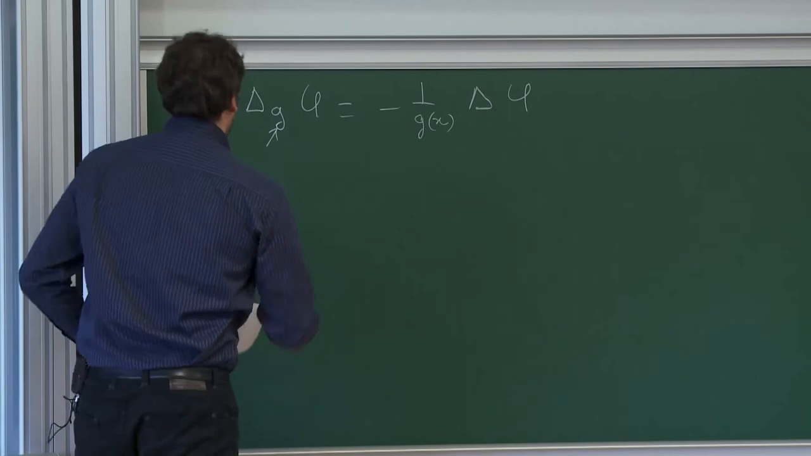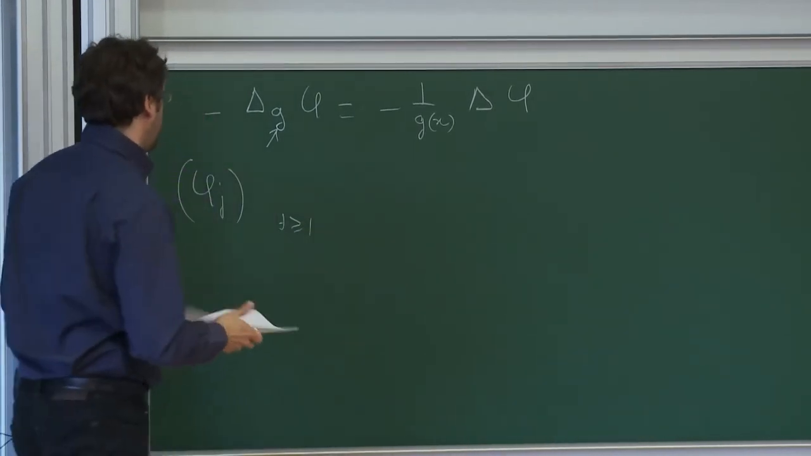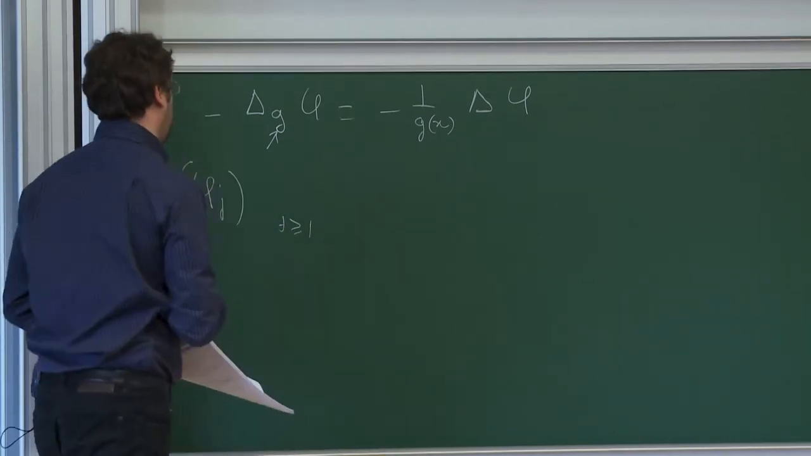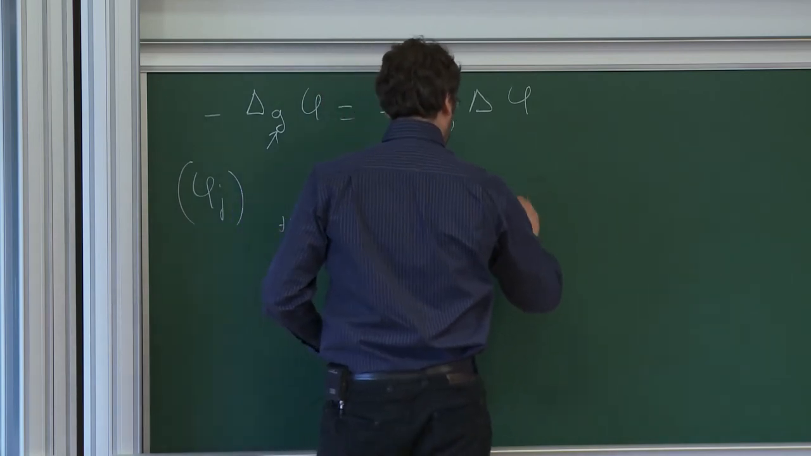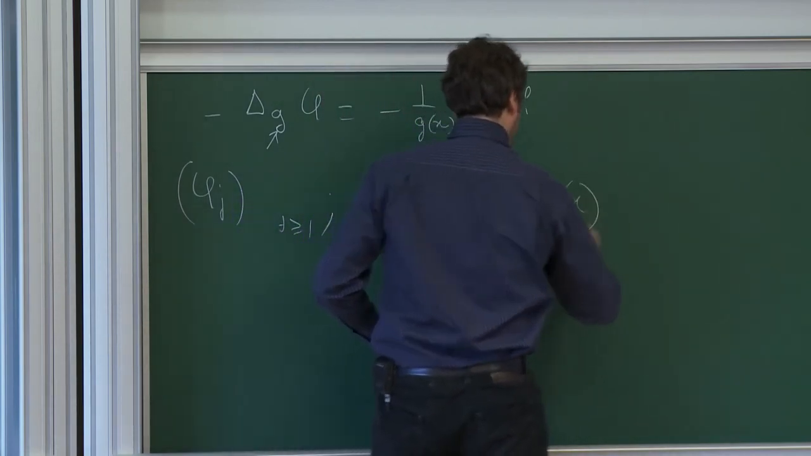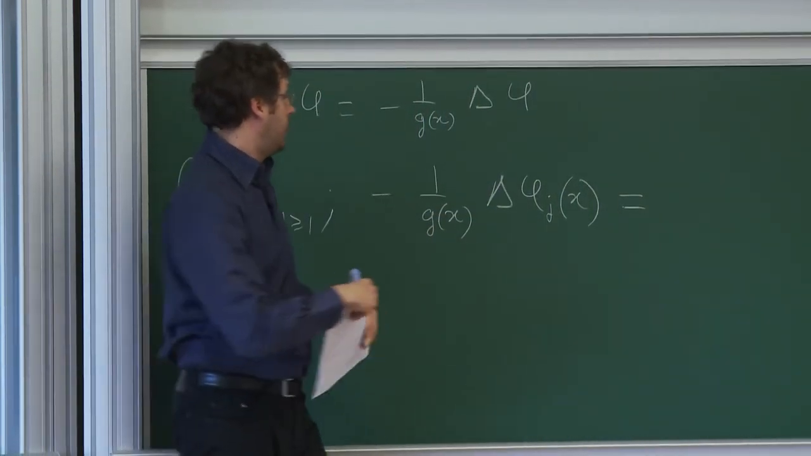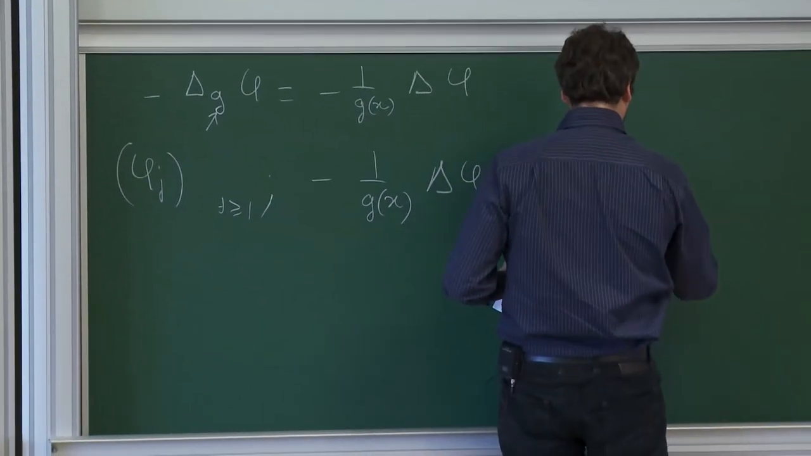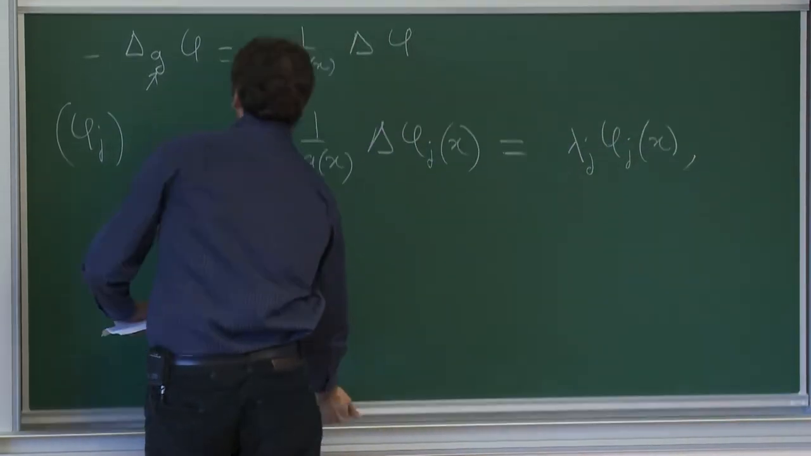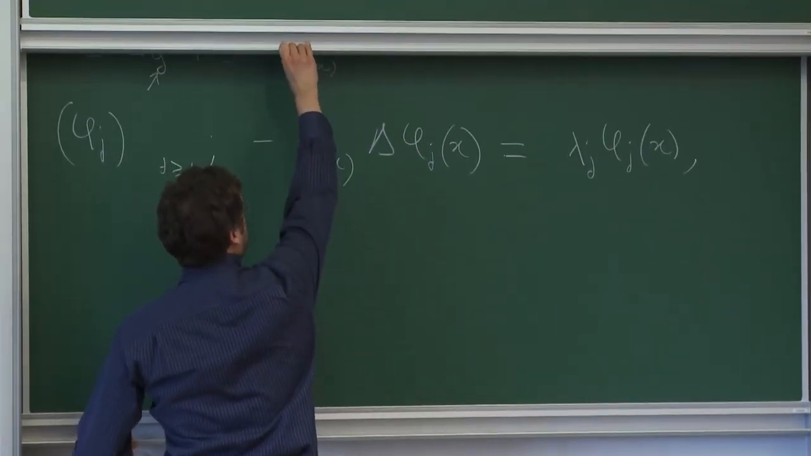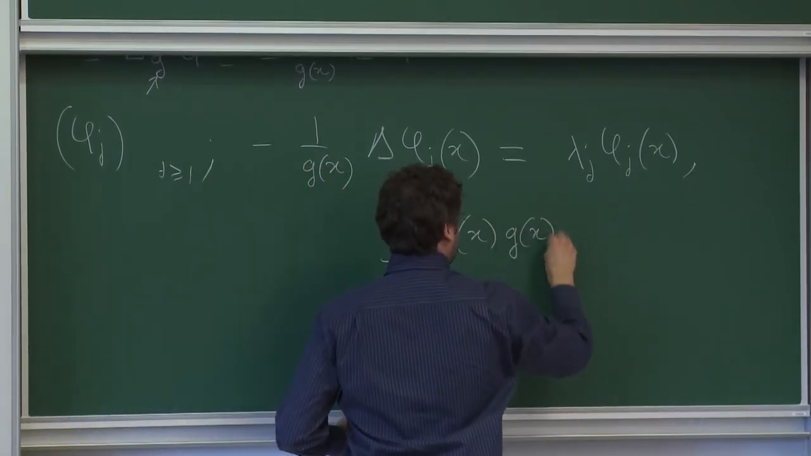And so I'm going to introduce a sequence of eigenvectors corresponding to this operator. So it's the sequence of functions which satisfy: the standard Laplacian with respect to G, which is nothing but Laplacian divided by G, of phi J of X is equal to lambda J phi J of X, and the integral is of average 0 with respect to the metric.